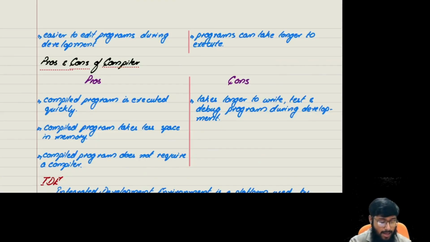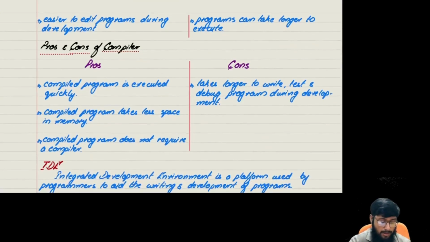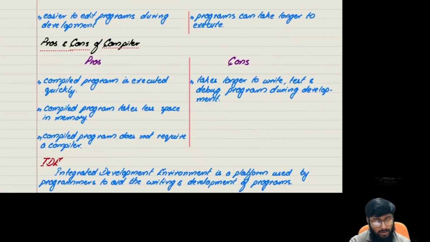Whereas when it comes to the compiler, a compiled program is executed quickly because the object code is already over there. A compiled program takes less space in memory because there is no need for the translation. A compiled program does not require a compiler again. Whereas when it comes to cons, there is only a single con: it takes longer to write, test and debug a program during development because it is a high level language.